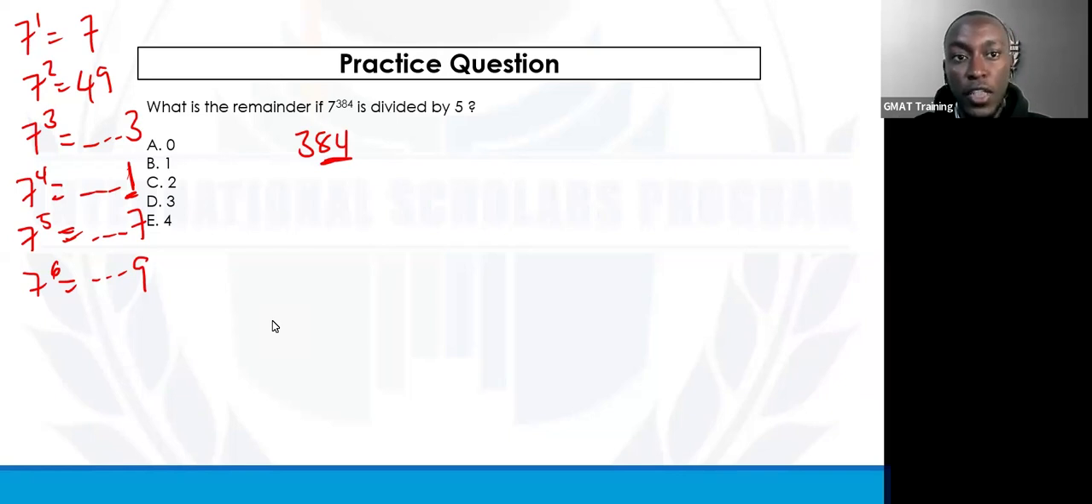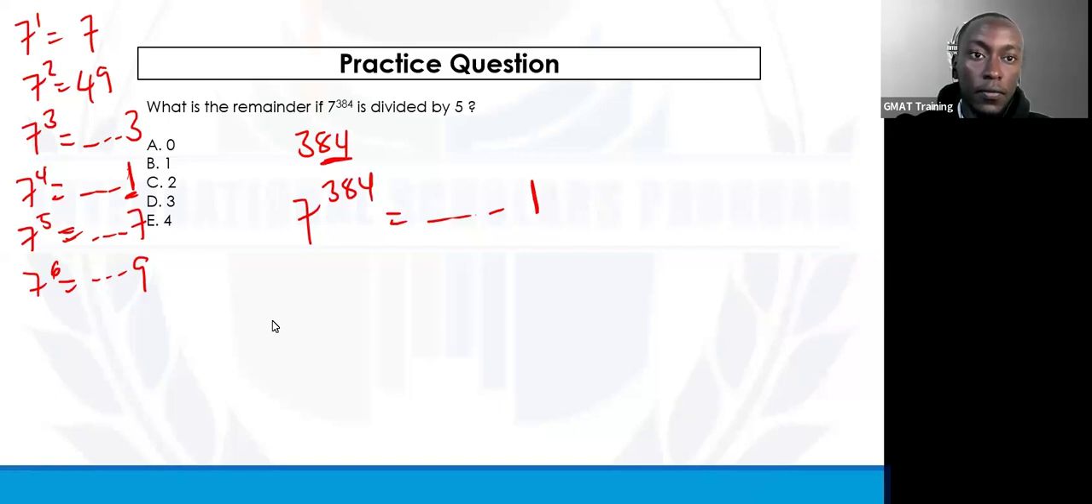One thing you need to realize as you look at these questions is that you're being tested on very many things at once. Divisibility, the last digit, cyclicity, remainders, all of these are being tested in just one question. So 384 is divisible by 4. That means 7 to the power 384 should give a value ending in 1, which is answer choice B.